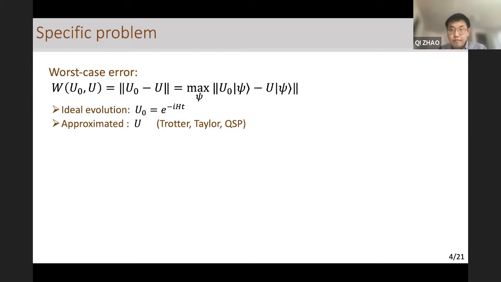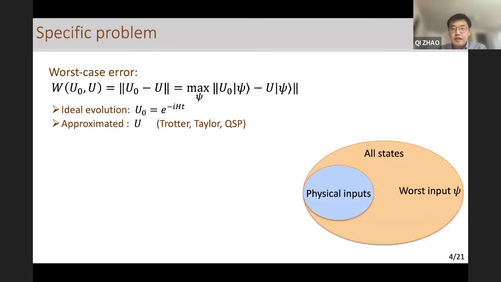Using this worst case error analysis, we can guarantee that for any input state, the output state is close to the ideal one. But in practice, the real initial states have a physical meaning, like the low energy state, some computational basis state, or some easily prepared state. The worst case input state could be far from this subset. Then using the worst case error analysis, we overestimate the error and the required resource in the Hamiltonian simulation task.